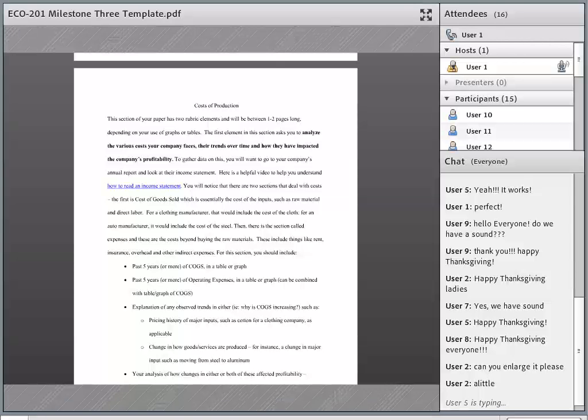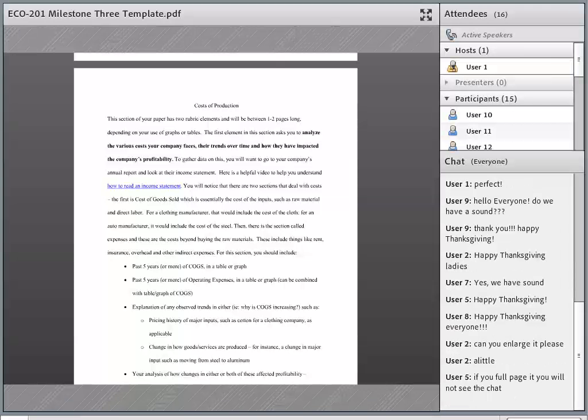All right, so the first critical element in this first section, cost of production, is asking you to analyze the various costs your company faces, their trends over time, and how they've impacted the company's profitability. So to gather this data, you're going to need to go to the annual report. This is something that we've been talking about a lot in the webinars: using the annual report as your first stop in terms of gathering information that's specific to your company. And this is another example of that.